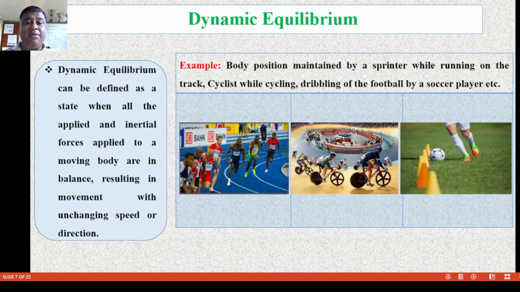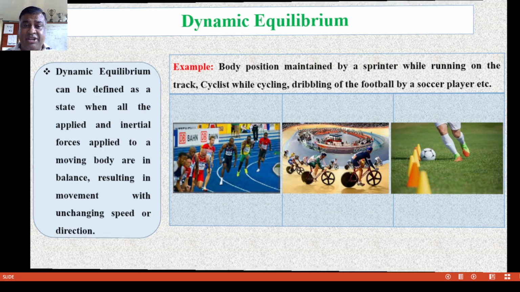Now, second is dynamic, where movements are there. Dynamic equilibrium can be defined as the state when all the applied or internal forces act on the moving body in a balanced position, resulting in movement with unchanging speed and in different directions. Examples are there. The body position should be maintained by the sprinters while they are running on the track, the cyclist while cycling in a velodrome, dribbling the football by soccer players, etc. Many examples are there, but these are the three basic examples shown in my presentation.